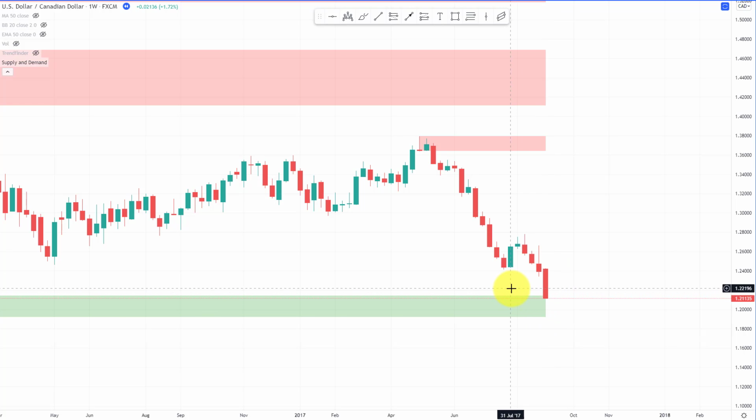We don't trade those supply and demand areas blindly, although they are quite high probability. It is not good enough to just look at a zone and then trade as soon as the market hits it.